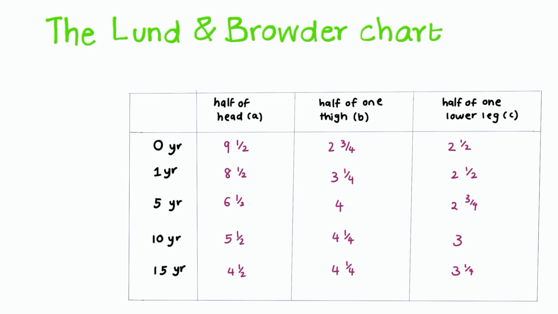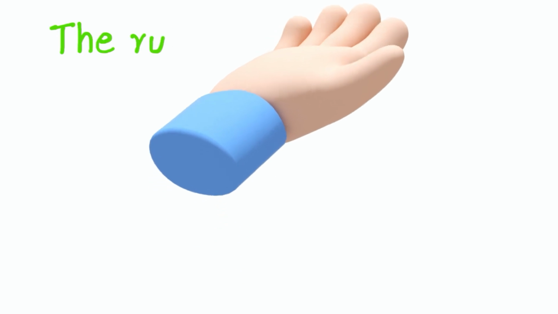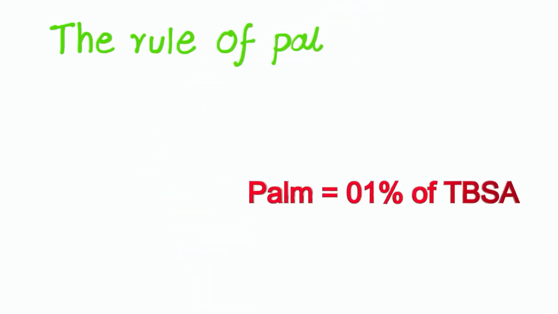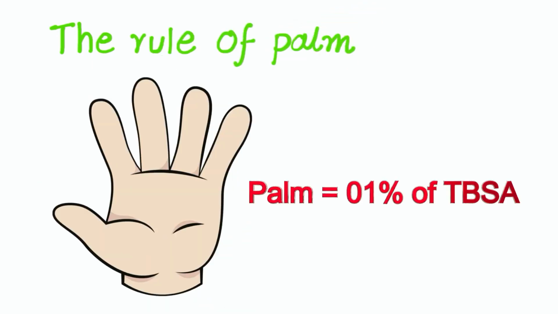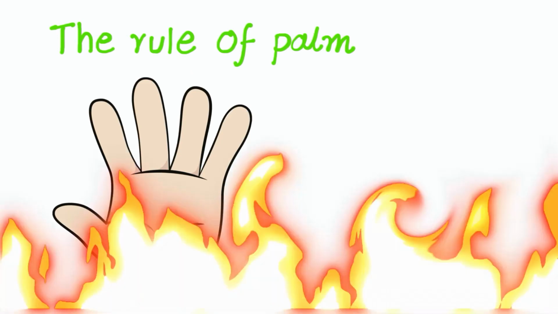The third method is the rule of palm. In here, the area of a palm is roughly equivalent to 1% of total body surface area, and it's used in outpatient settings in cases of small burns. However, it's not accurate for burns of more than 15% of total body surface area. In the next video, we will cover the management aspect of burn injuries.